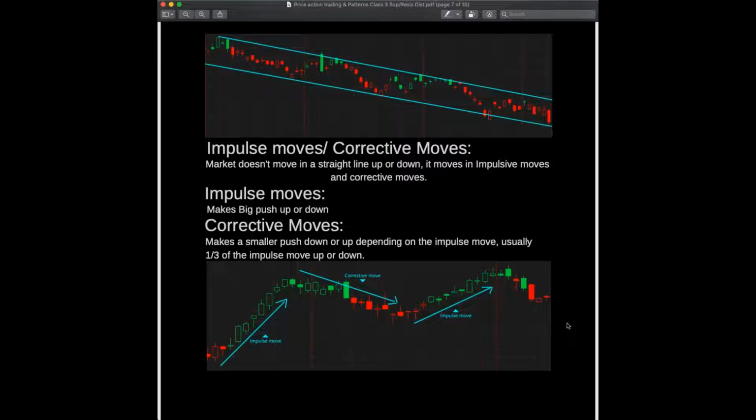So the market doesn't go straight up or straight down. It moves in impulsive and corrective moves. So impulsive moves make a big push up or down. Corrective moves make a smaller push down or up depending on the impulsive move, usually 1/3 of the impulsive move up or down. So here we have a nice big impulsive move, and then we have a corrective move, and then we have another impulsive move, and then a corrective move.